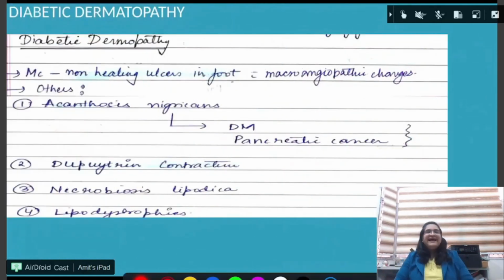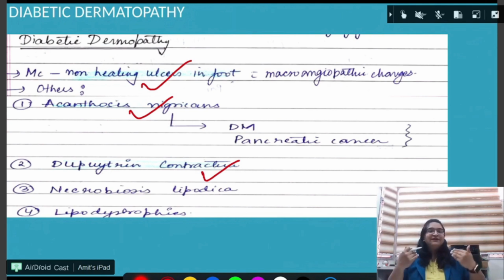Okay, next is diabetic dermatopathy. Now, diabetic skin problems, please remember most common is the diabetic foot, non-healing ulcer in the foot. Others can be acanthosis nigricans, that is blackening of the skin, right? Dupuytren contracture. Now, acanthosis nigricans, everyone, darkening of the armpits, darkening of the neck, occurs in diabetes mellitus and pancreatic cancer. Dupuytren contracture is when the finger which is farthest from the thumb, the ligament of that finger is thickened. Then necrobiosis lipoidica can occur and lipodystrophies can occur.